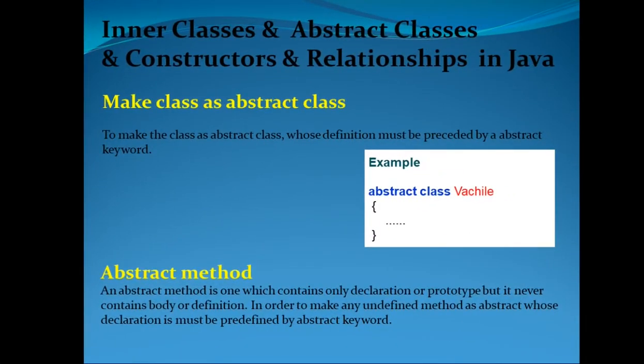Making a class an abstract class: to make a class an abstract class, the whole definition must be preceded by the abstract keyword. Example: abstract class Vehicle, then close. Abstract method: an abstract method is one which contains only a declaration or prototype, but never contains a body or definition. In order to make any undefined method abstract, its declaration must be preceded by the abstract keyword.